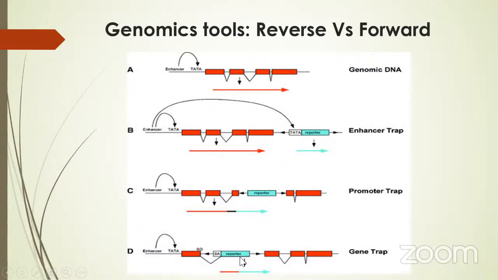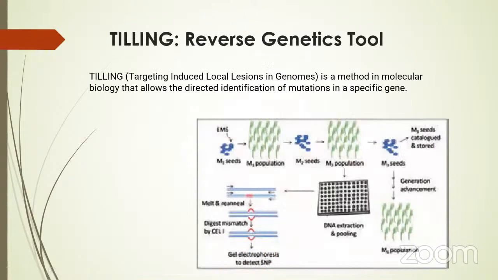So if there is splicing happening and the gene is expressing, that means the gene has been trapped. Okay, yes, this is a gene, you can say. And TILLING is another important technology. I did not find any good picture, but whatever the message from this technology is, you have to remember the full form: Targeted Induced Local Lesions in the Genome, an efficient technique for mutagenesis.